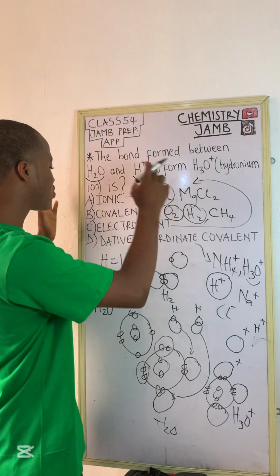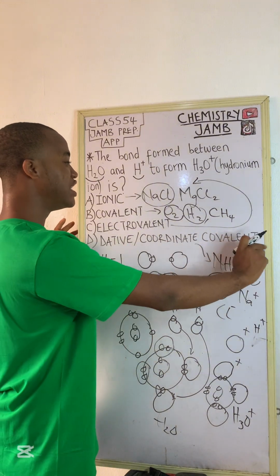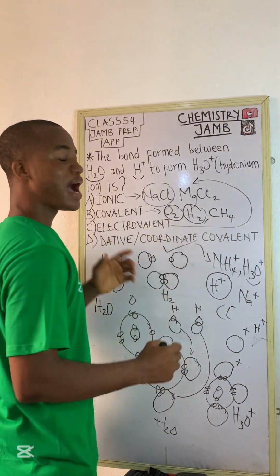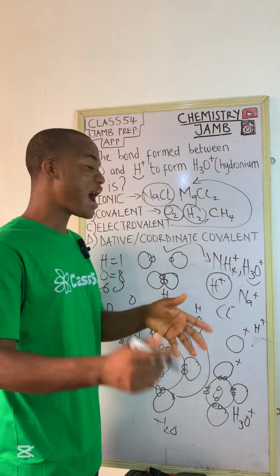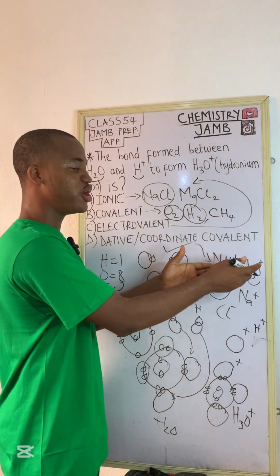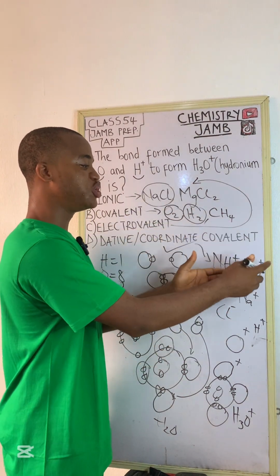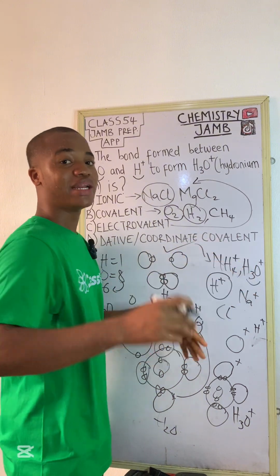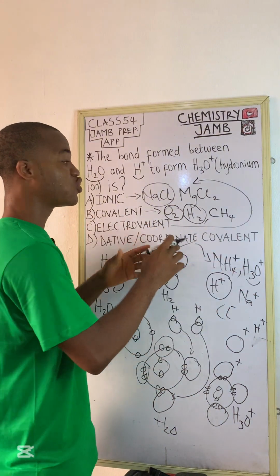So our answer to this question is dative or coordinate covalent bonding. And examples of compounds that have this dative or coordinate covalent bonding are the ammonium ion, which is NH4 plus, and the hydronium ion, which is H3O plus. There are more compounds that have coordinate covalent bonding.